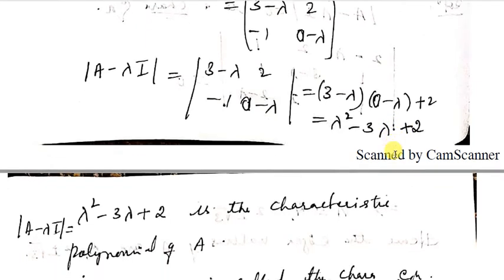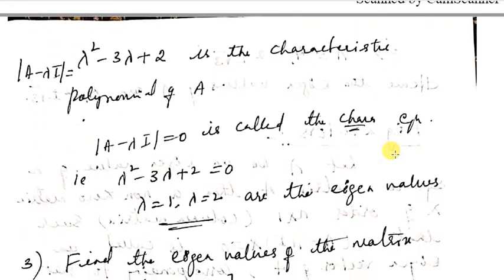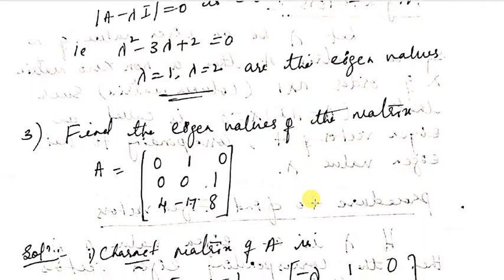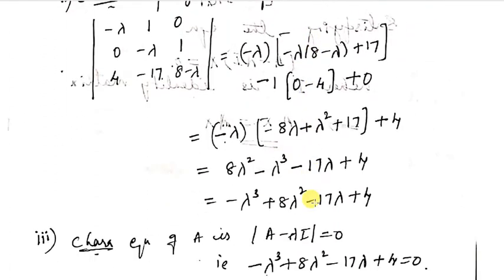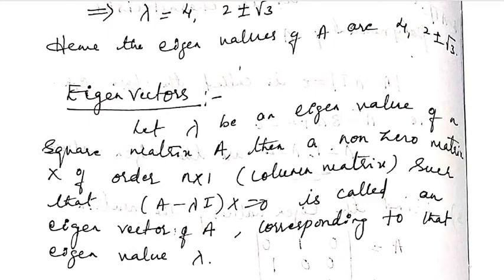Then we find the characteristic equation by equating this polynomial to 0, and then find the roots. This is a second degree equation, a quadratic equation, from which we can find the roots easily just by factorization, right? So we get the roots as 1, 2, that is lambda is equal to 1 and lambda is equal to 2. Similarly, you take up example 3 and work on it. I have already done this also, so just go through it. So this is about the eigenvalues.